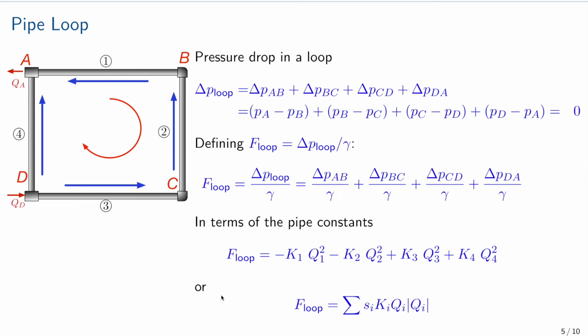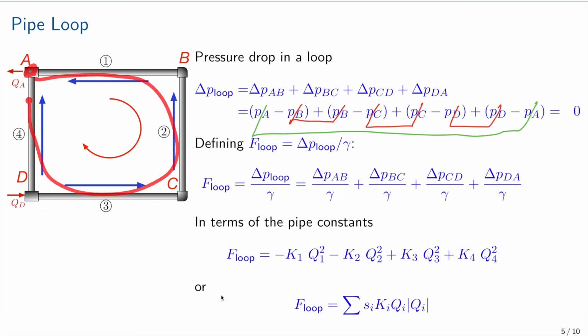Now have a look at this. PB is cancelled with this one, PC is cancelled with this one, PD is cancelled with this one, and this PA is cancelled with that one. So delta P in a loop is equal to 0. Actually, it makes sense. If I go around, I should get back to the same energy value in a way.